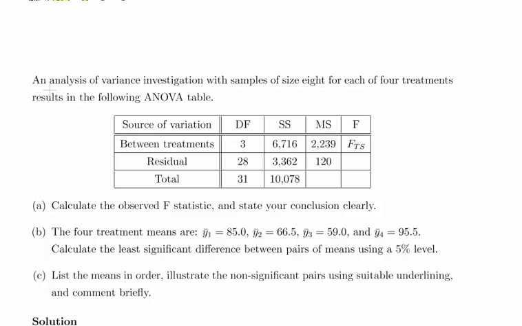Okay, in this presentation we are going to look at analysis of variance. An analysis of variance investigation with samples of size 8 for each of the four treatments results in the following ANOVA table. Just as a quick remark, there are four treatments and there are 8 in each. That's important actually. So overall there are 32, n equals 32.